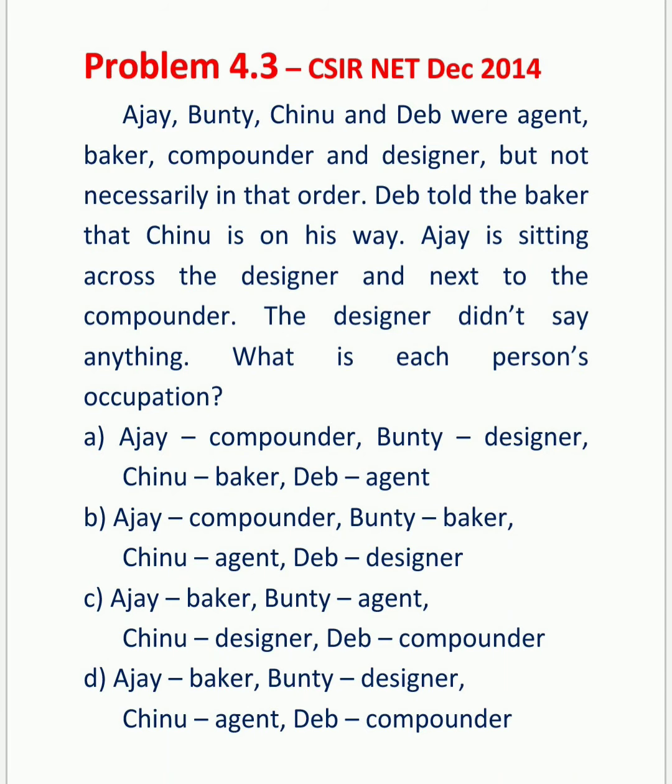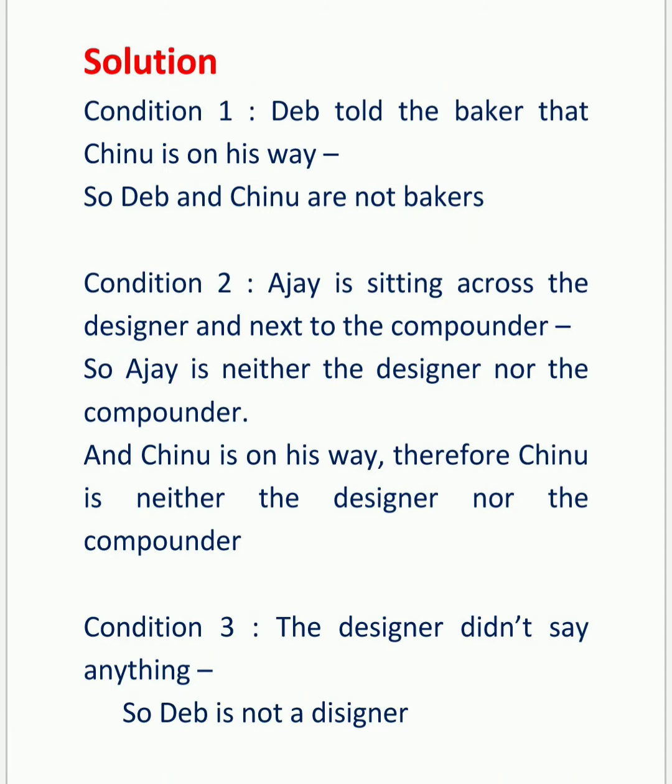Four options are given. Now the solution. So condition number 1, Deb told the baker that Chinu is on his way. So Deb and Chinu are not bakers. Condition 2, Ajay is sitting across from the designer and next to the compounder. So Ajay is neither the designer nor the compounder. And Chinu is on his way. Therefore, Chinu is neither the designer nor the compounder. Condition number 3, the designer didn't say anything. So Deb is not a designer.